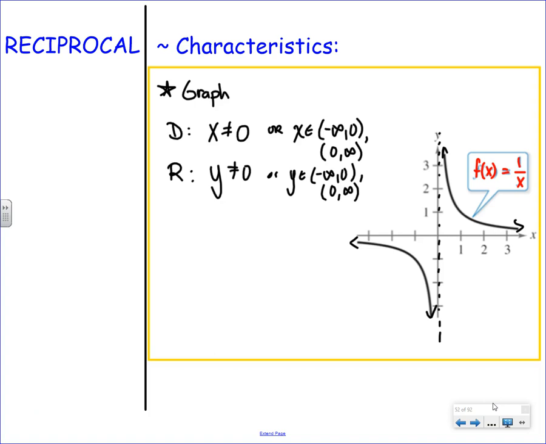So, let's see. What we didn't get to talk about yesterday? What are these dotted lines called again? Good. And so the one that's straight up and down would be a vertical asymptote, right?